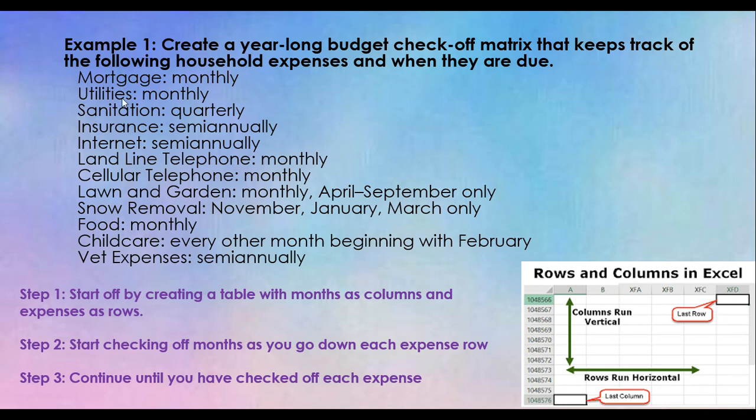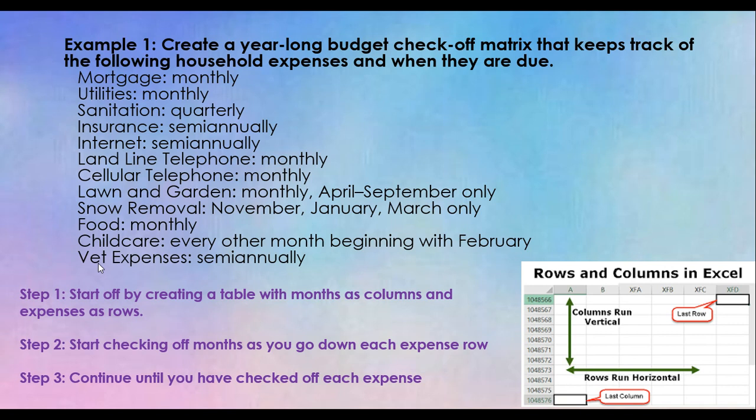Mortgage is going to be a row. Utility is going to be a row. Sanitation is a row, and so on and so forth down here. So we're just going to create a table, and it's going to be 12 across because that's how many months we have for columns. And then 1, 2, 3, 4, 5, 6, 7, 8, 9, 10, 11, 12.